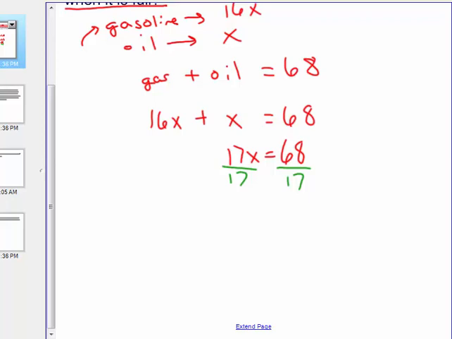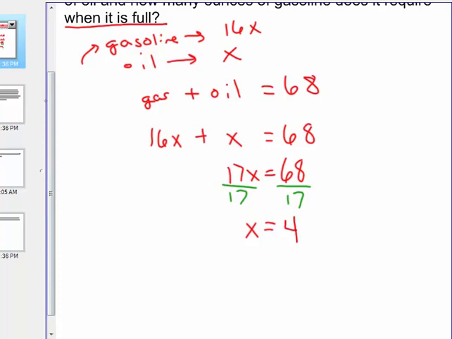Now, what does that 4 stand for? The 4 is 4 ounces of oil. Right? I look back up. I say gasoline is 16 times 4. That's 64. So I look at my two answers: 4 ounces of oil, 64 ounces of gasoline.